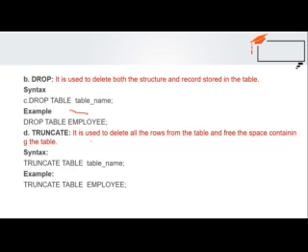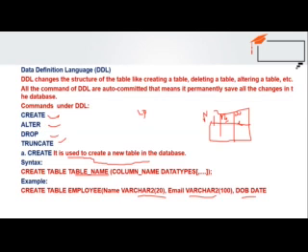Then truncate. It deletes all the rows from the table and frees the space containing the table. Just now I told you about the table. In the table, I want to delete some rows. Just assume that I created 2 rows of data and I want to delete everything. At that time I can use the command truncate: truncate table, table name. Suppose I'm giving truncate table employee. The content in the table, like name, email ID and date of birth, will be deleted.